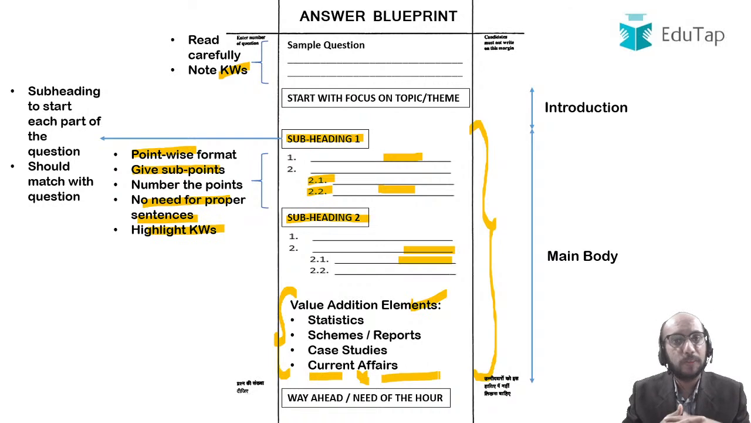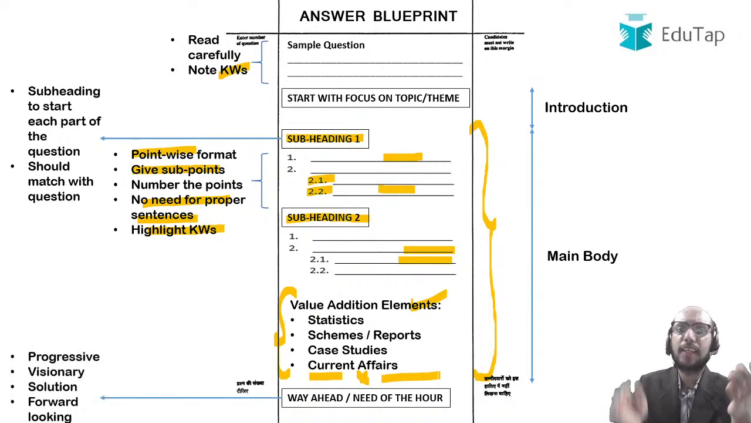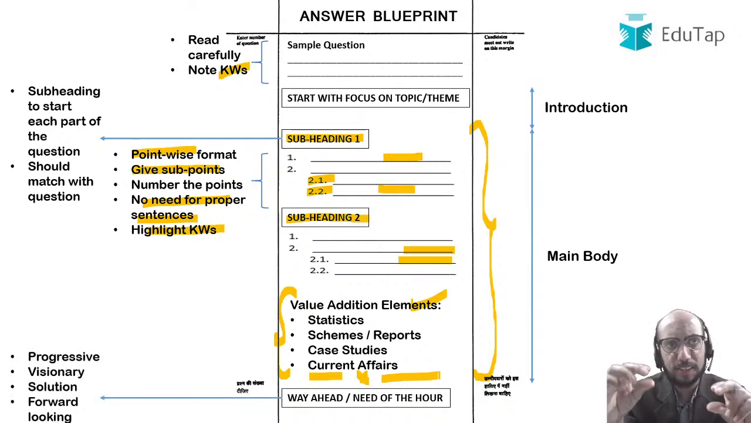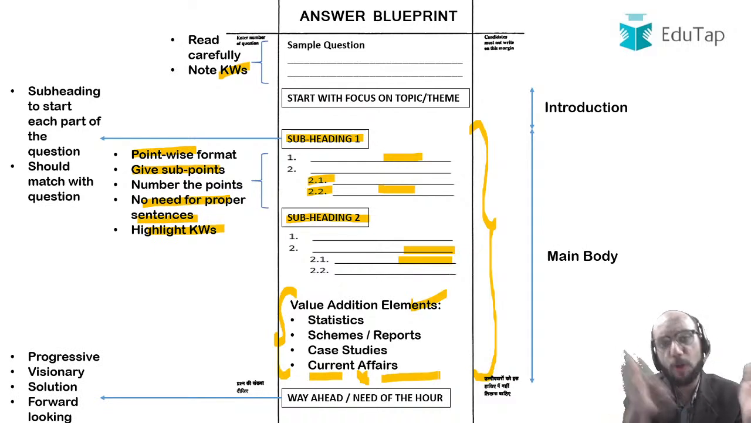Just imagine that you are watching your favorite episode of Friends and suddenly after 18 minutes the light goes off and you cannot watch the last 4 minutes. How will you feel? You will not feel good, right? It's just as simple as that. Human psychology, right? So it is always good to end your answer with a conclusion, which can be a way forward, a need of the hour, or a suggestion, and try as much as you can that this last part of your answer is progressive, visionary, optimistic, solution oriented, and forward looking.